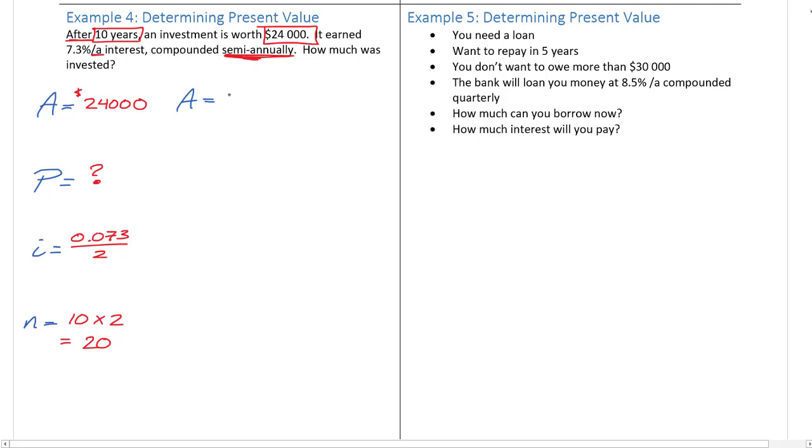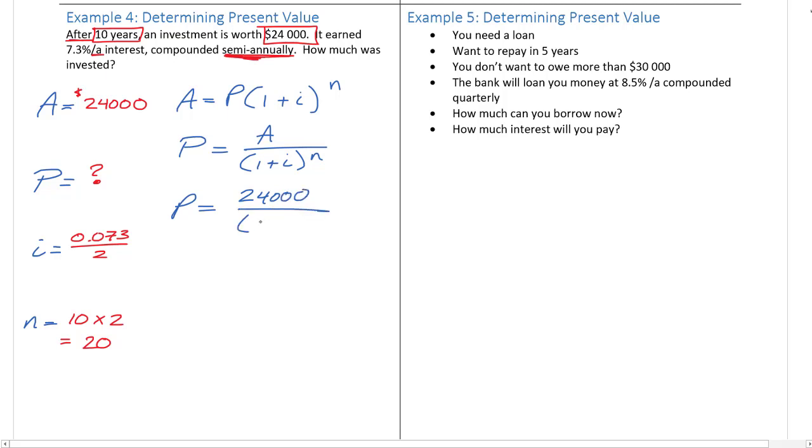Okay, so here we go. Now, we can just do it this way if you want. We want to isolate P, right? So how are we going to isolate P? Why don't we just divide by this entire number here, this bracket with the power of n, right? So in other words, if I flip this around and divide both sides by 1 plus i to the power of n, I'll end up with A over 1 plus i to the power of n. There you go. P is isolated. That's all it takes, right? So what did we start with? $24,000, right? Divided by, now instead of multiplied by, 1 plus 0.073 divided by 2 to the power of 20.